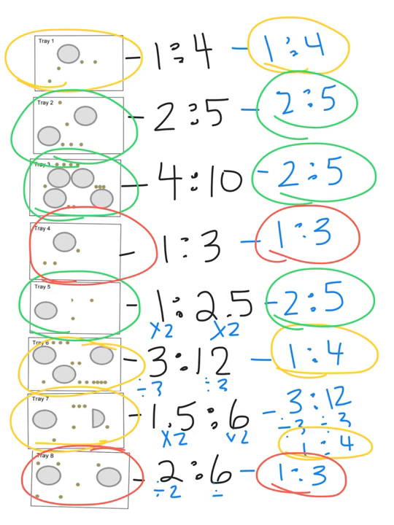So what this tells me is if I wanted the most chocolate chips on my cookie, I would probably want to go with tray 1, 6, or 7 because I get 4 chocolate chips for every cookie that I've got.